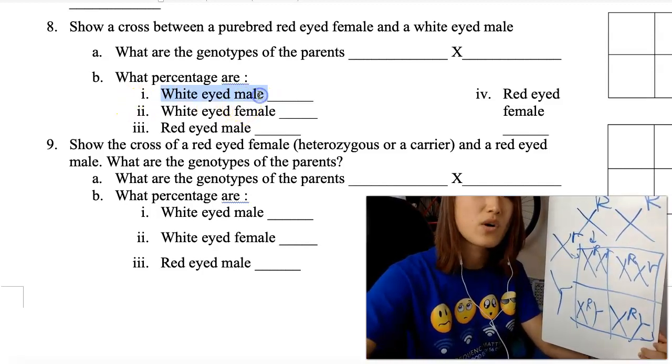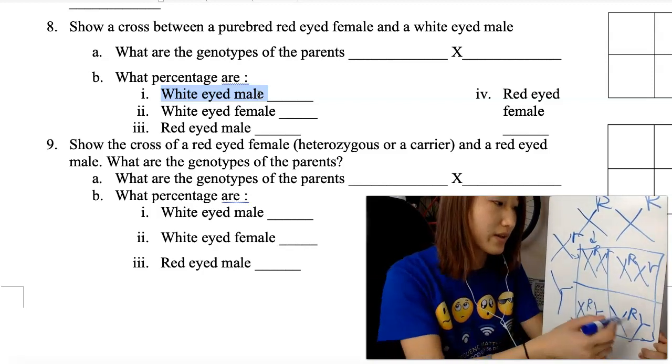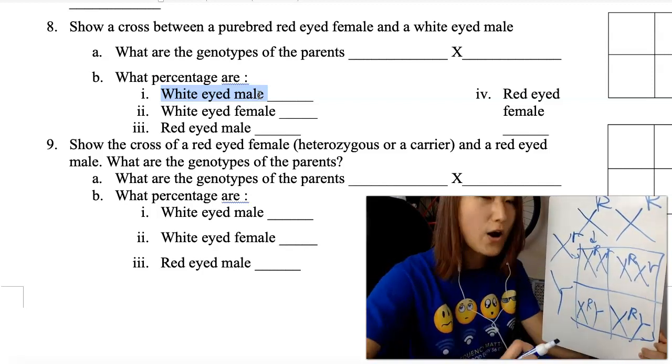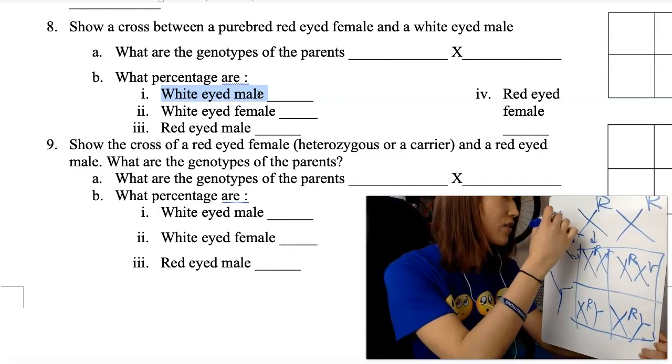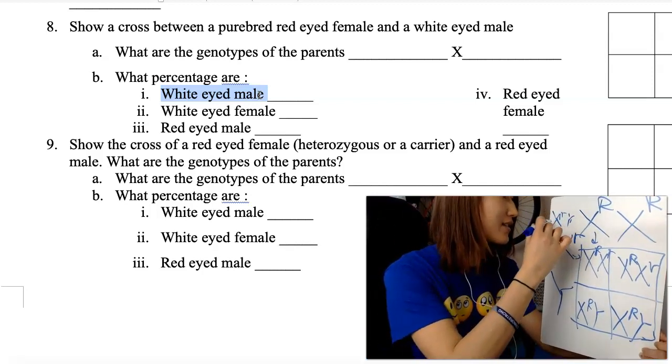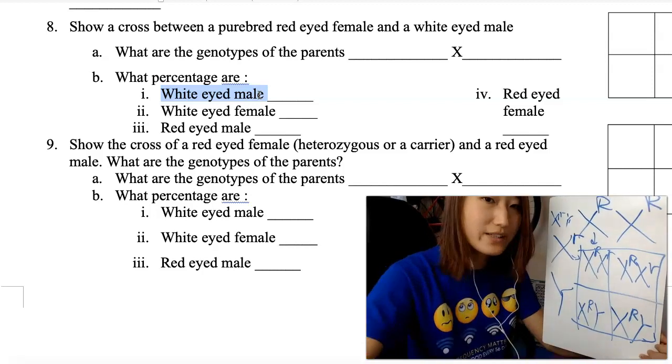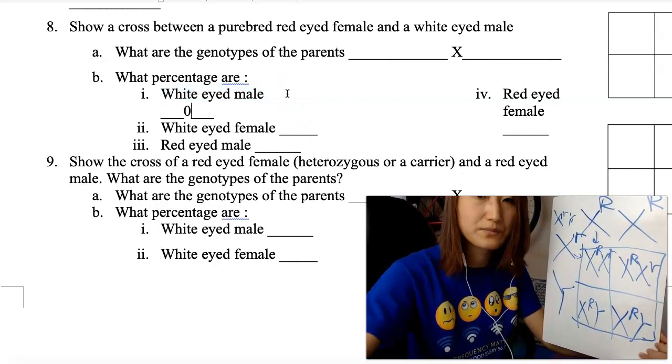So if you're looking for a white-eyed male, that has to be XY. So we have XY right here. Are any of them white-eye? If you think about it, white-eye means it has to be X little r Y. Do I see any X little r Y here at all? We don't see any of that, so the answer to this will be 0.